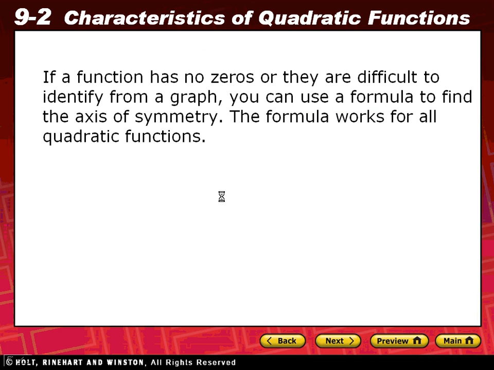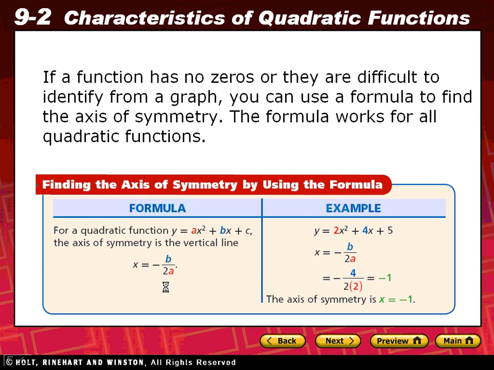Now, if a function has no zeros, or they are difficult to identify from a graph, then there's a formula that we can use to find the axis of symmetry. This formula will work for all quadratic functions. Here's the formula: x equals the opposite of b over 2 times a. For your quadratic function, of course, it has to be in standard form, so you know exactly what a, b, and c equal. Take b, the coefficient of the x term, and a, the coefficient of the x squared term, and put them into this formula. That will give you the axis of symmetry.